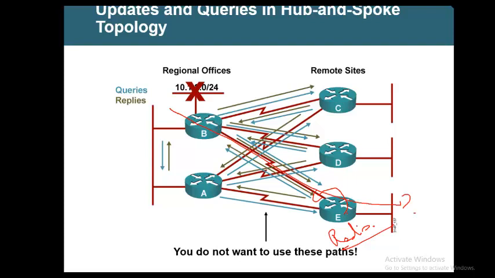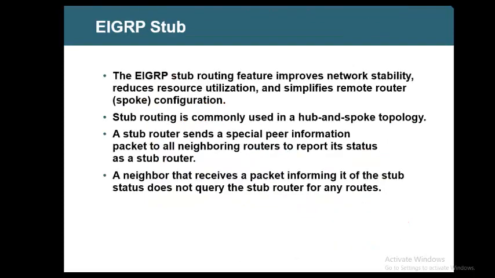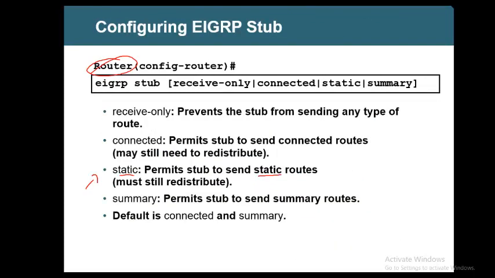Originally, to reach the network, we have a static route. But I'm redistributing into EIGRP so that EIGRP routers will also know about those destinations to which I have written a static route. Now I'm going to say EIGRP stub static.